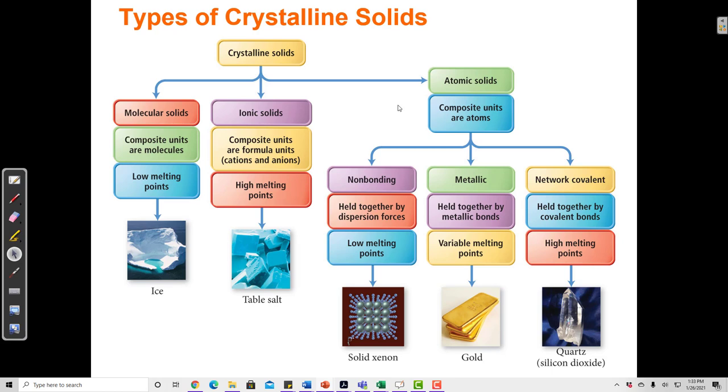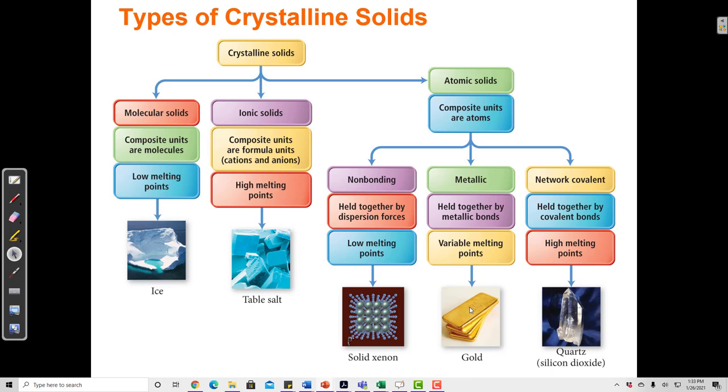Atomic solids have varying melting points because those that are held together just with dispersion forces have very, very low melting points, the lowest of all, because we're talking about noble gases, and it's very difficult to even solidify a noble gas. You have to get close to absolute zero. So they have a very low melting point, some of them around 2 or 3 or 4 Kelvin. Metallic atomic solids that are made of pure metal, they have variable melting points, but they're held together by metallic bonds.